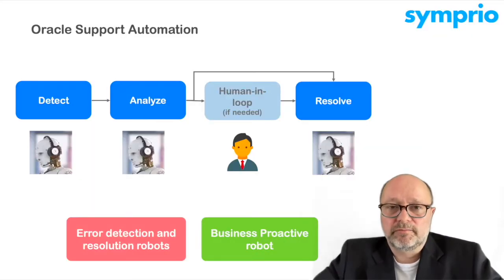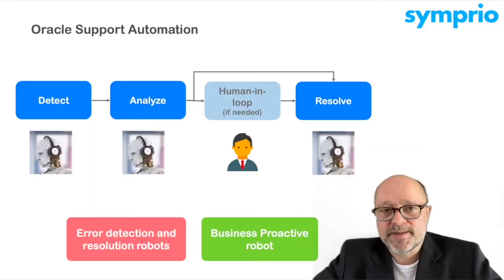At a high level, our support automation follows this process. The robots detect the issues, then analyze to determine the root cause. Third, if required, we have a human-in-loop process to make a decision or to provide additional information. Finally, the robot goes ahead with the resolution flow.